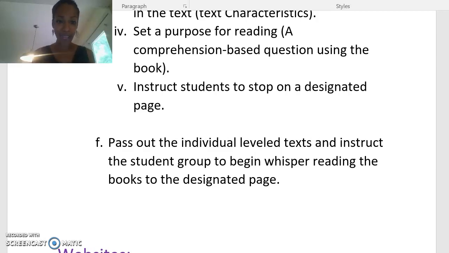Now you're ready to pass out the individually leveled books, and they can begin whisper reading on their own with a particular job in mind that they're supposed to do. And that will be in my next video.